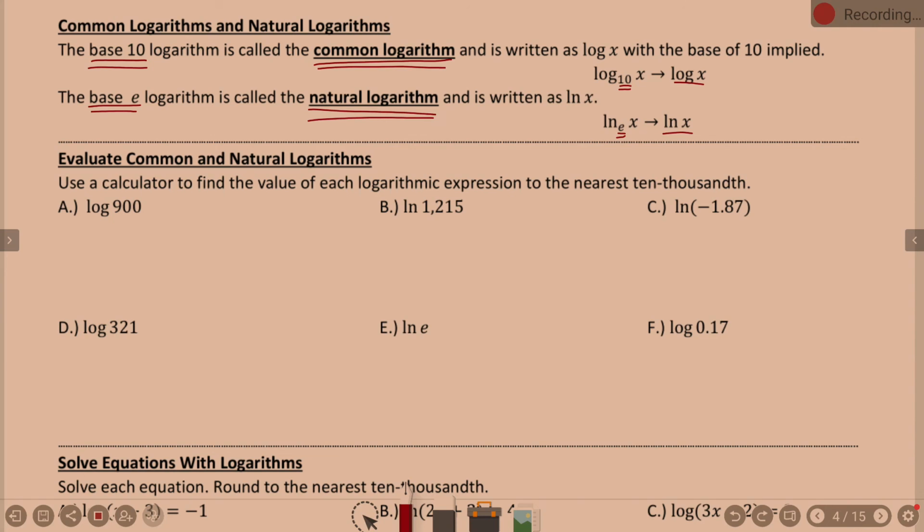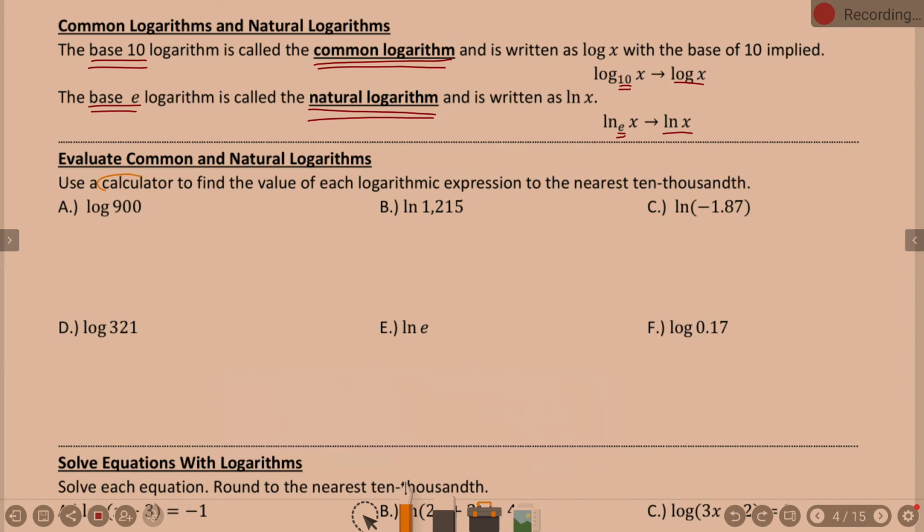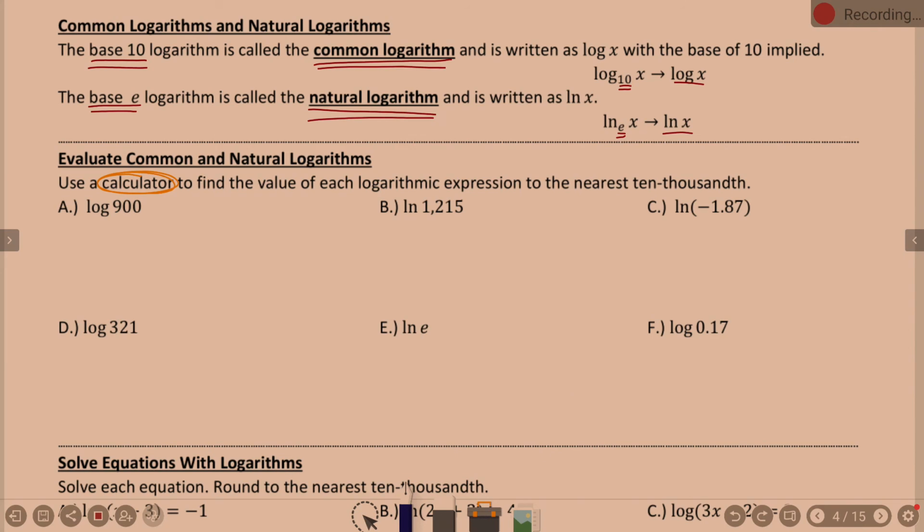Now, notice, what do my directions say? Use a calculator. I don't even think I'm going to put my calculator on the screen. I have such confidence in you guys. Grab a calculator. Log of 900. What do you do in the calculator? You put the log button, then you put the 900, and you press equal. 2.954242509. You guys getting a number like that?